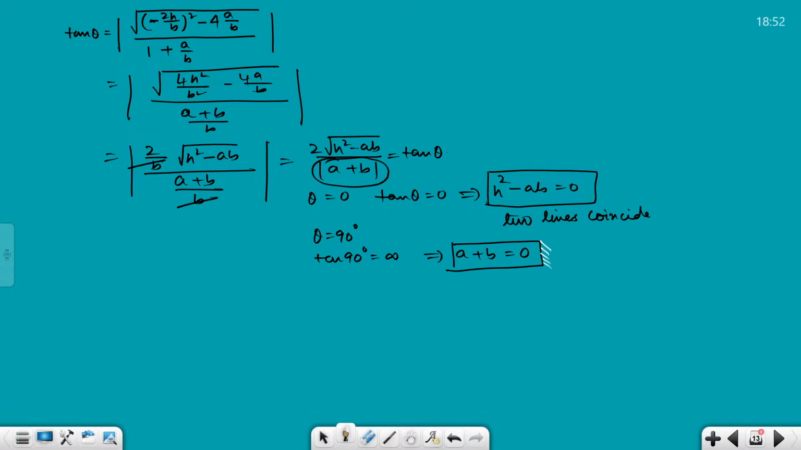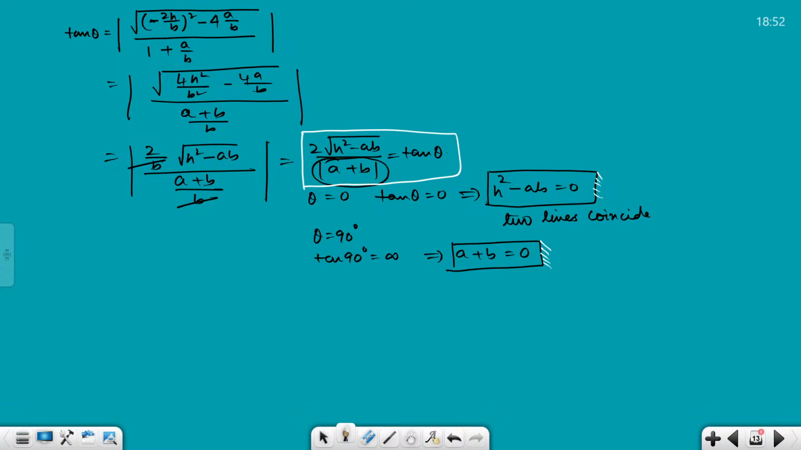Very, very important. Three things you must remember. One is, what is the angle between these two lines? It's basically 2 root over h square minus ab divided by mod of a plus b, as I have written here. This you have to remember. And these two lines will coincide when h square becomes equal to ab. And these two lines will be perpendicular to each other when the sum of the coefficient of x square and y square is equal to 0.